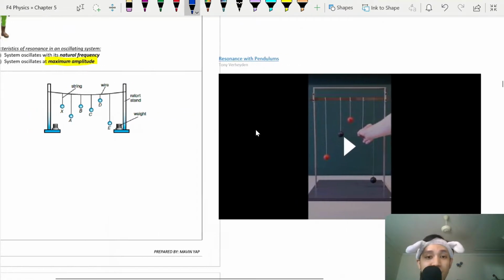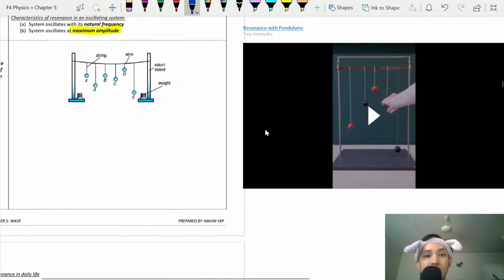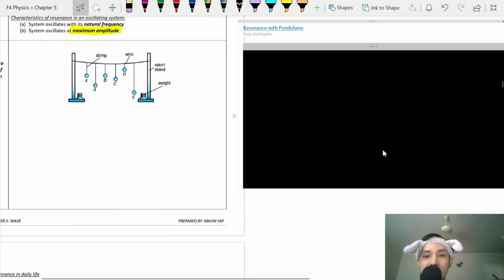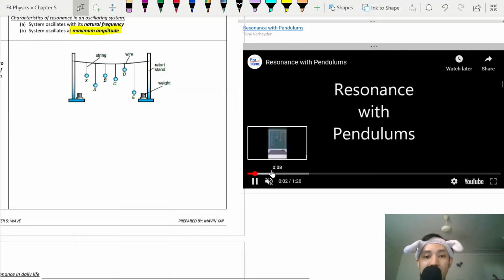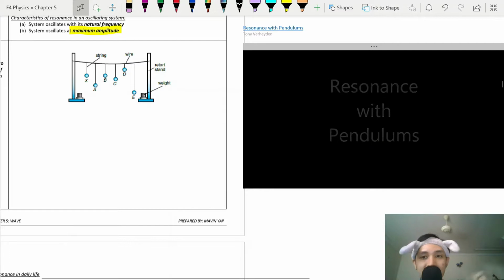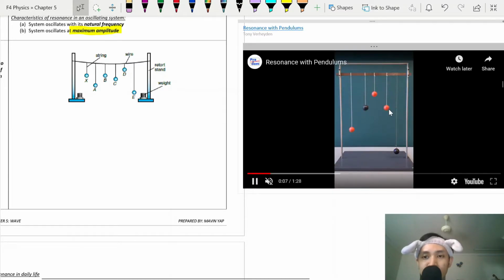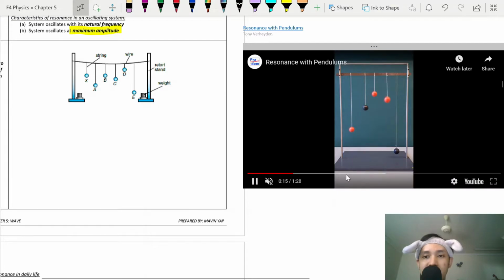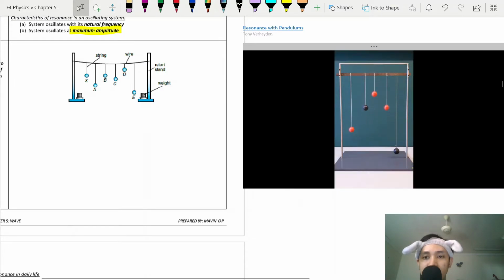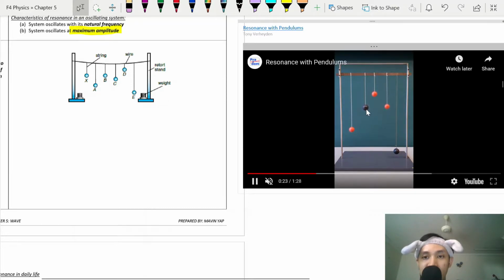I'm sure a lot of people have done this in your school, but maybe not because of the MCO. But it's okay. We'll just look at this example right here of resonance, using a pendulum. The idea here is like this. When you start to move one of the balls, the other also will start to move, but only one will move in the same direction as the ball. From here, as you can see, the black ball here is moving together with the orange one, compared to the other three.